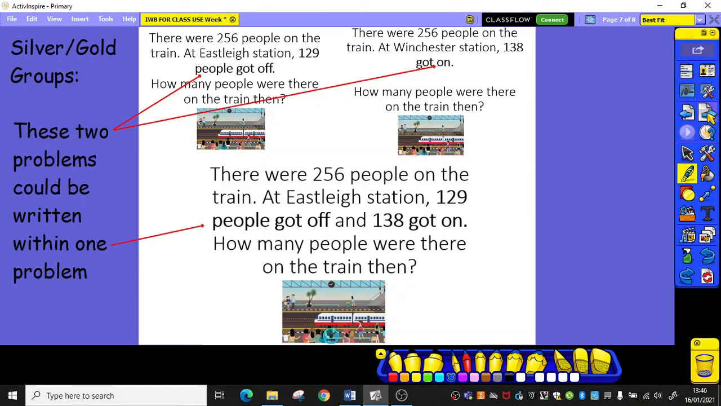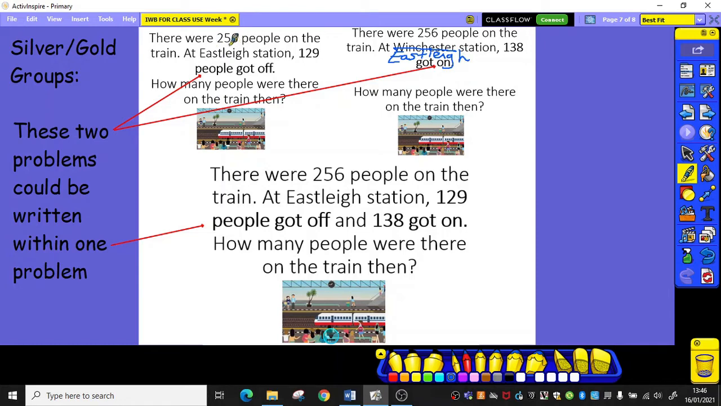Now, if we look at the silver and gold groups then, your problem involves 2 steps rather than 1. If I was to put these 2 problems together, then we can have similar information within 1 problem. Now, the first thing that I do need to do, if we're going to put these together to make all things correct, is that this obviously would have said Eastleigh as well.